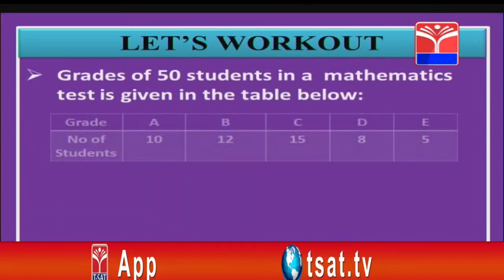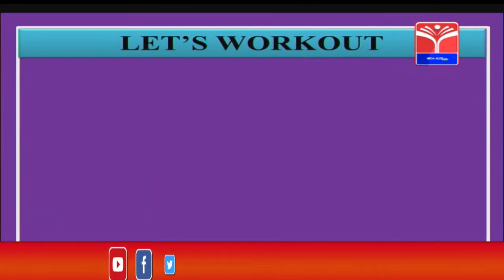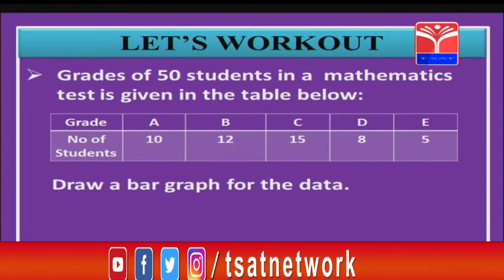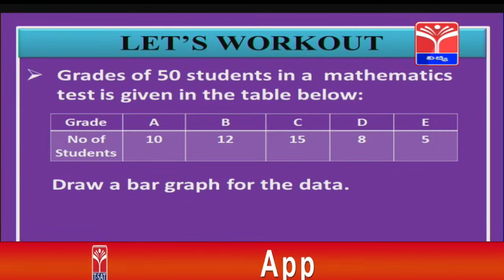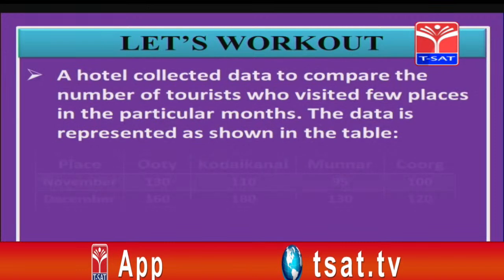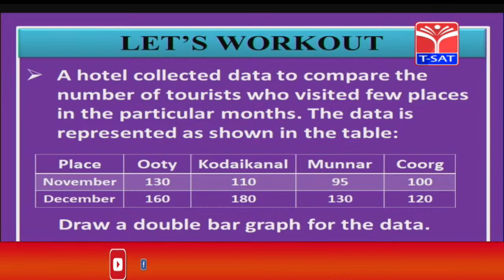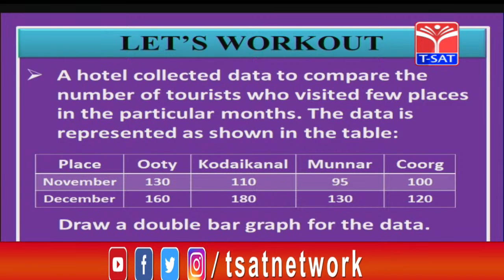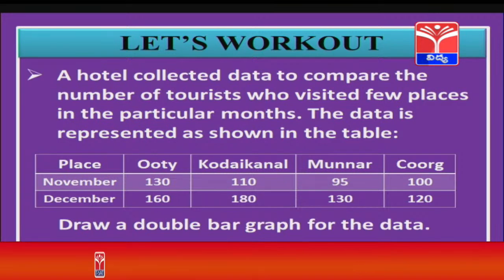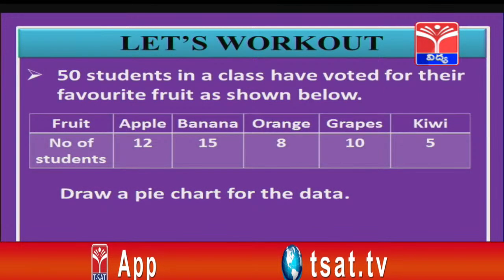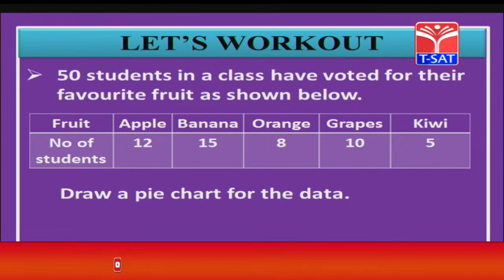So children, we will work out some problems also here, as shown on your screen. Grades of 50 students in a mathematics test are given. You need to draw a bar graph for this data. The second problem is, a hotel collected data to compare the number of tourists who visited a few places in particular months. The data is represented as shown in the table. For this data you are going to draw a double bar graph. And the final problem, 50 students in a class have voted for their favorite fruit as shown below. Different fruits are given and the number of votes are given. You need to draw a pie chart for this data.